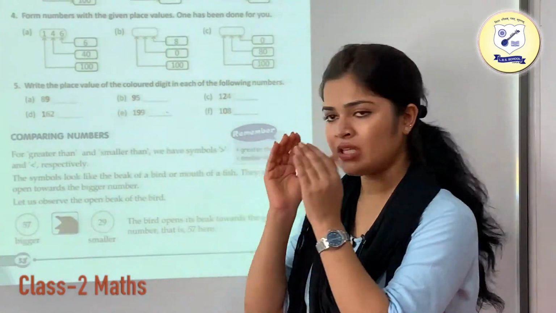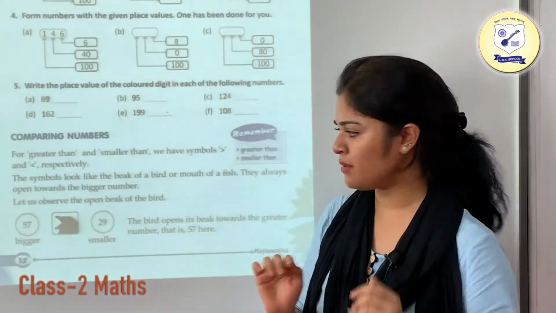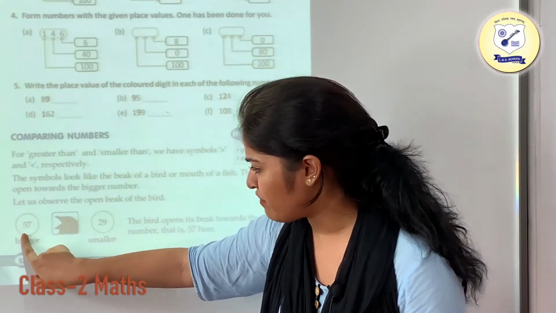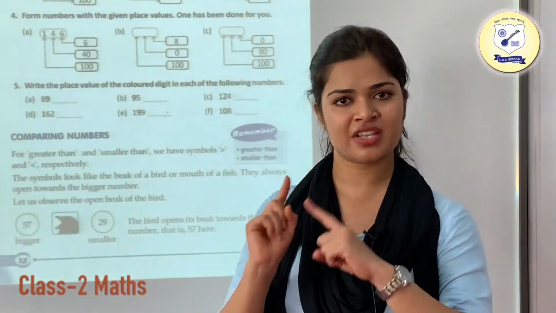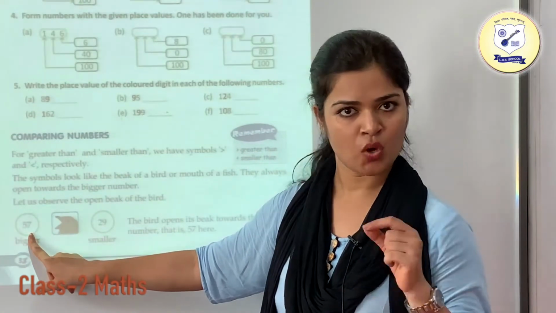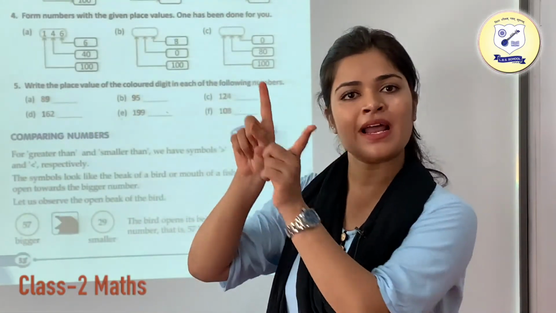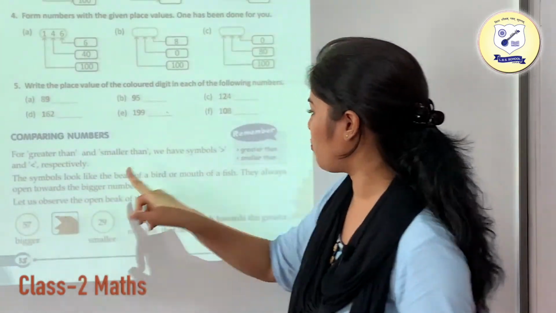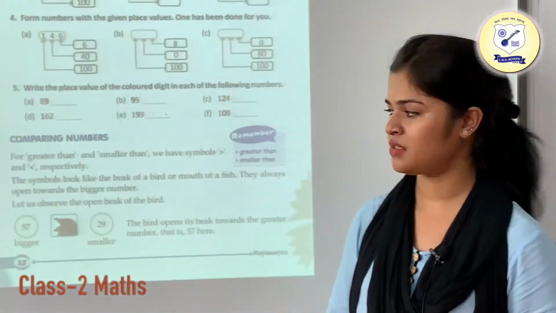Okay, so for the greater number, we are just going to keep the mouth open on that side of the symbol. Like you can see that 57 and 29. Among these two numbers, the number which is greater is 57. Okay, so what you are going to do is, you are just keeping the mouth open at that side, and you are going to put this symbol in between these two numbers.